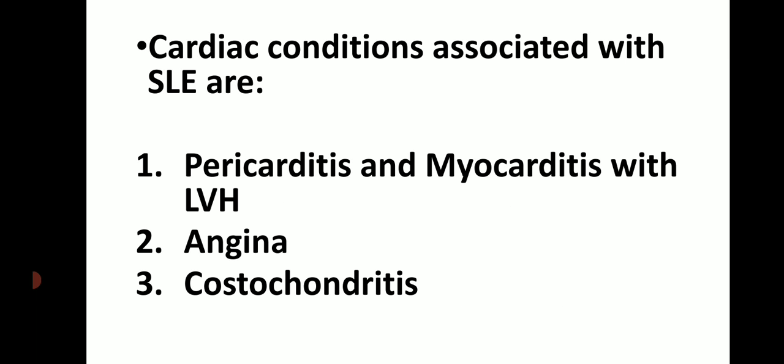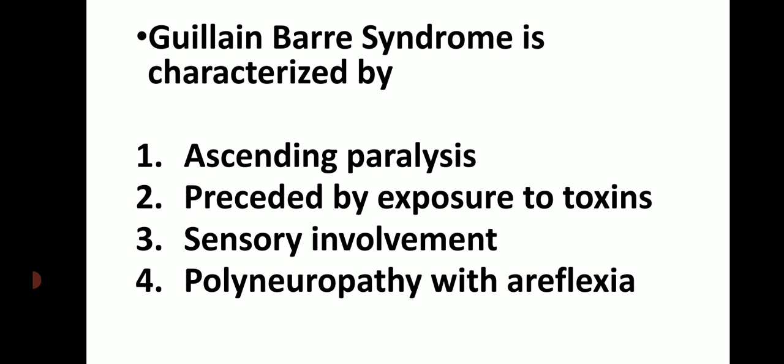Cardiac conditions associated with SLE are pericarditis and myocarditis with LVH, angina, and costochondritis. Guillain-Barré syndrome is characterized by ascending paralysis preceded by infection, sensory involvement, and polyneuropathy with areflexia.